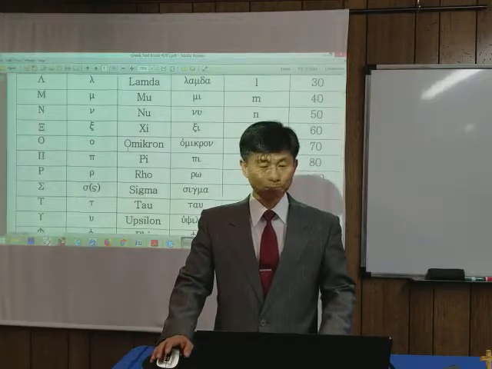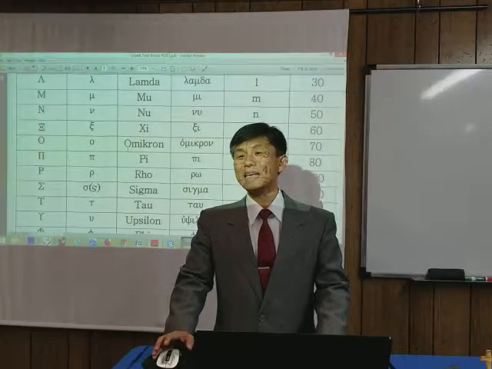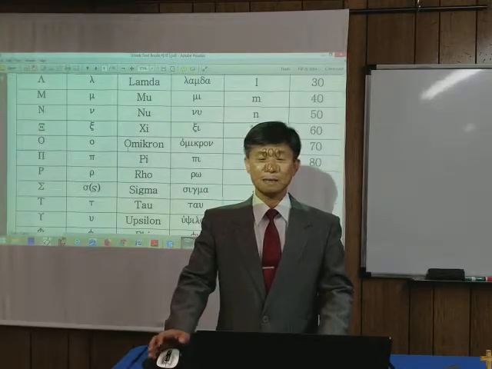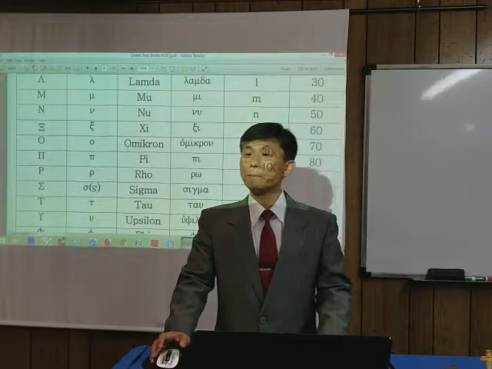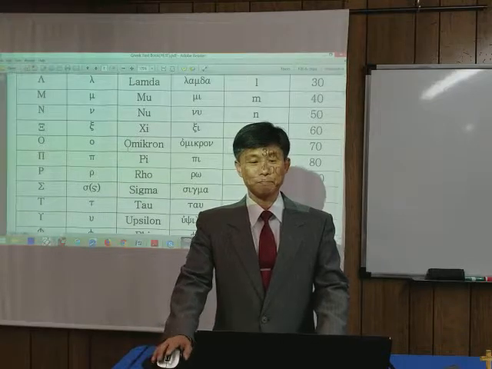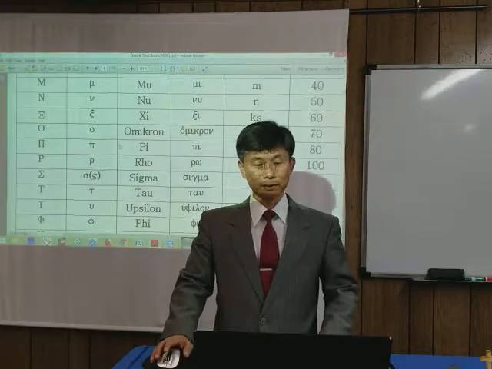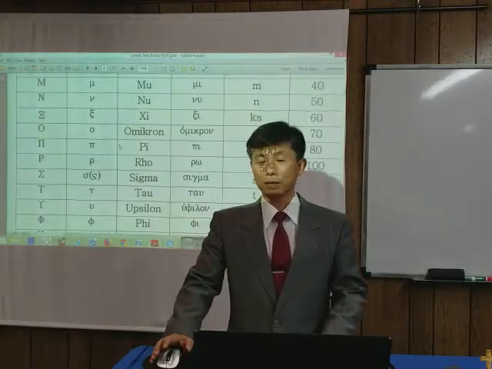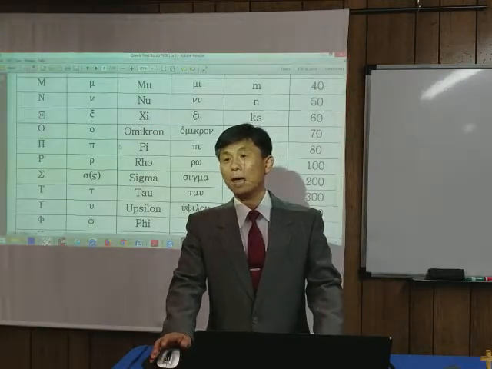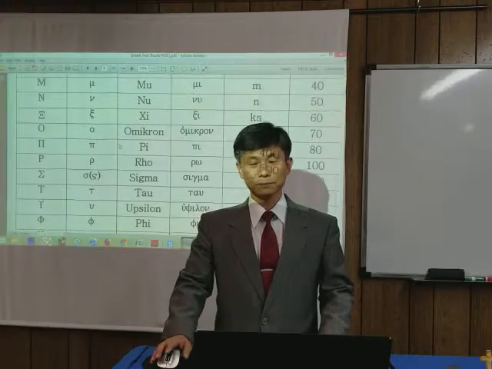And the next one, mu. The pronunciation is, in English, the M sound, M. And then the next sound, nu. In English the pronunciation is N, the N sound.